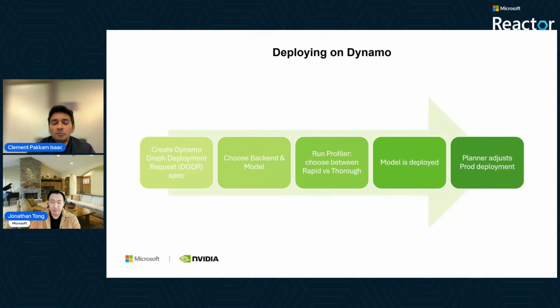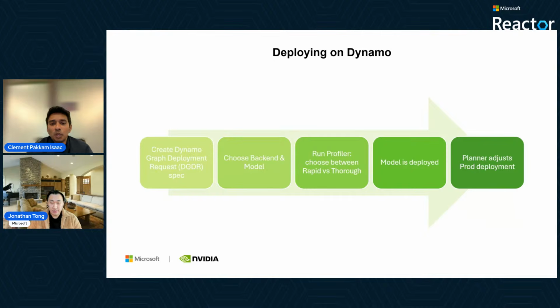But in case you want a more thorough profiling, where it deploys and benchmarks on real hardware, we have an option to do that as well. So you can get the best hardware and choices that you can pick. The thorough profiling will give you detailed metrics with the highest accuracy of the configurations that could work for your workloads. Once the profiling is complete, Dynamo automatically generates your optimized deployment.